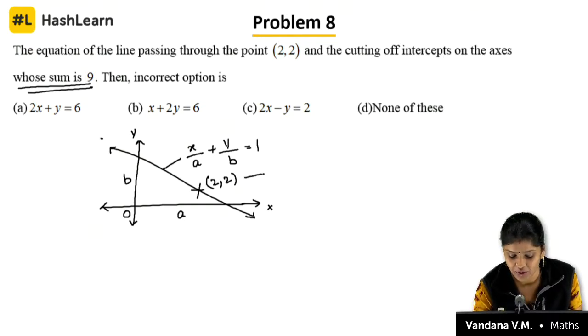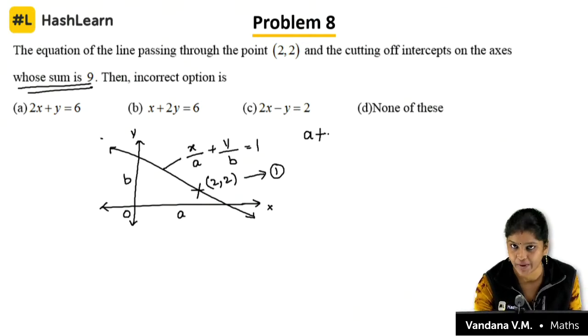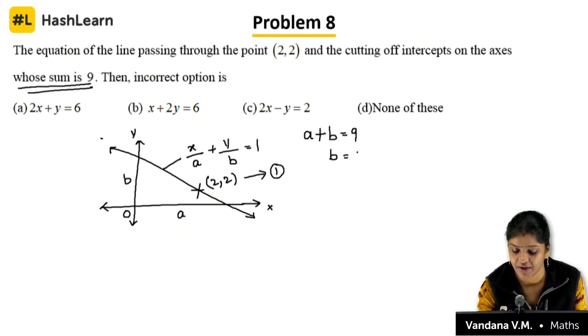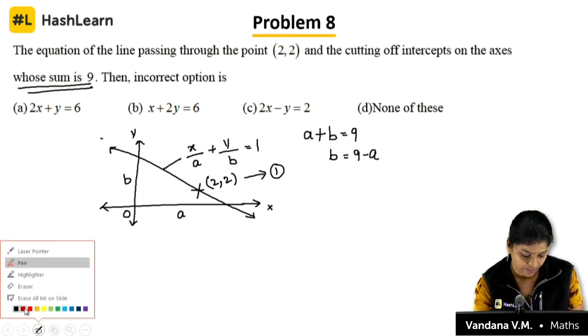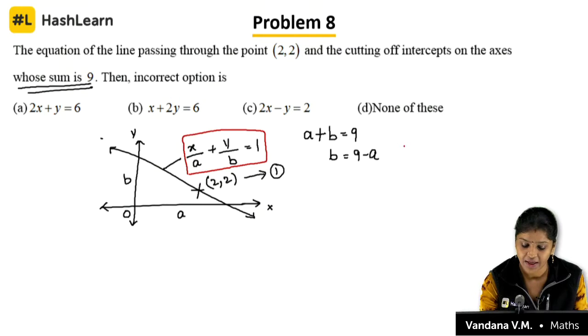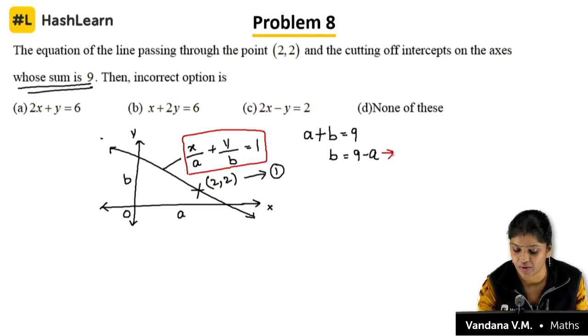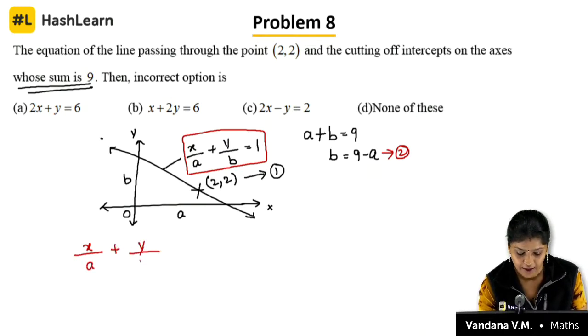And one more information they gave, the intercept sum is 9. The intercepts are A and B I took. So, A plus B is equal to 9. From this I can write B is equal to 9 minus A. This is my standard equation. Let me write both the conditions, equation 1 and equation 2. It becomes x by A plus y by 9 minus A is equal to 1.